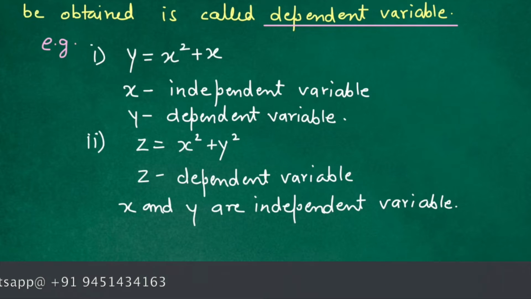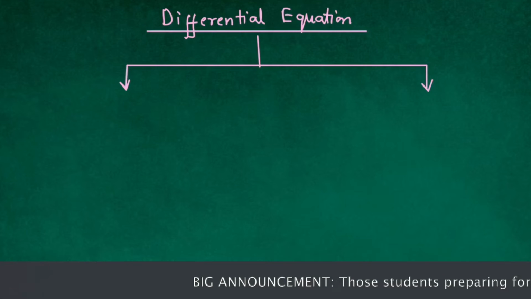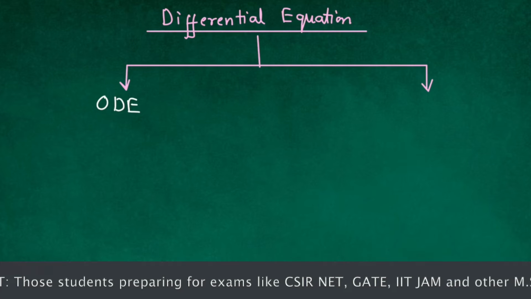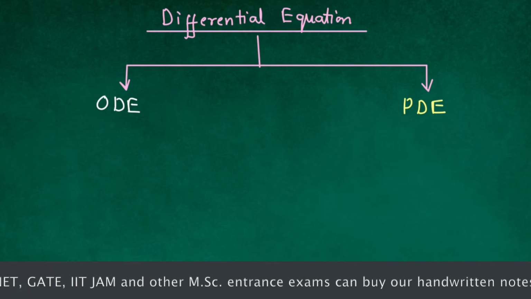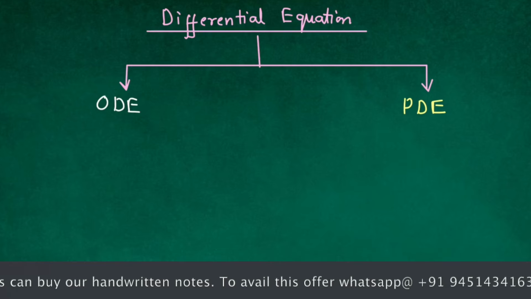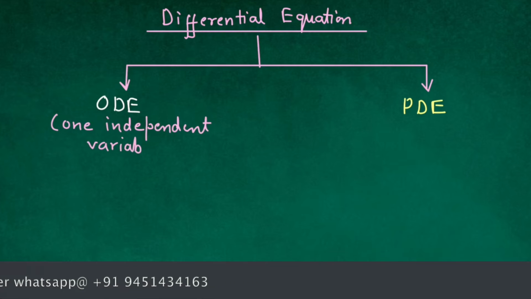All the preparations are done. Now let's see the main topic of today's discussion: ordinary differential equation and partial differential equation. There are two types of differential equation: ordinary differential equation (ODE) and partial differential equation (PDE). In an ODE we have only one independent variable, while in a PDE we have more than one independent variable.